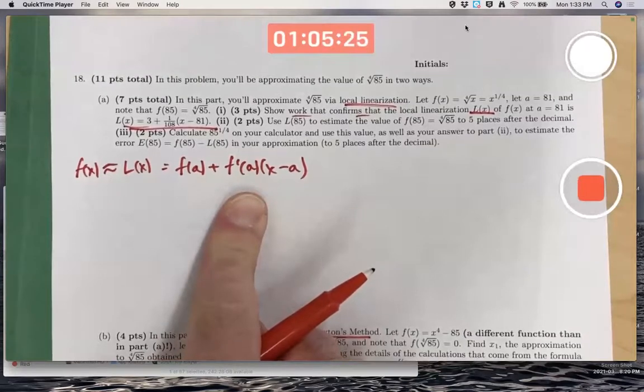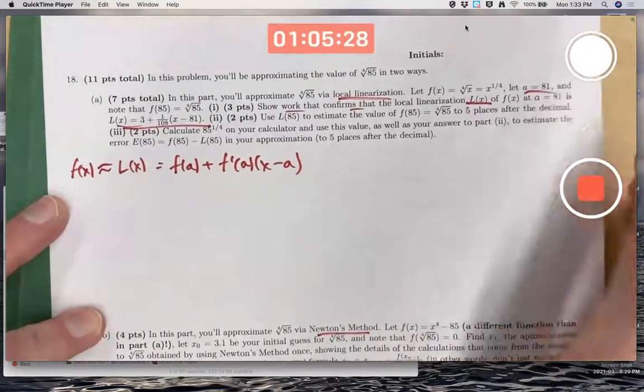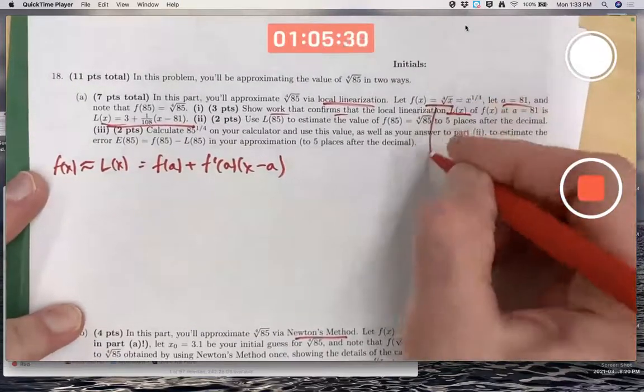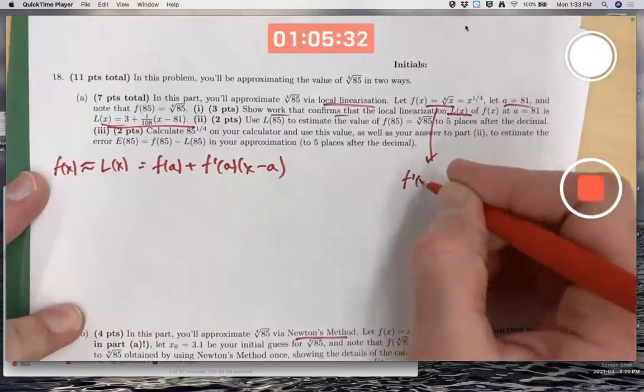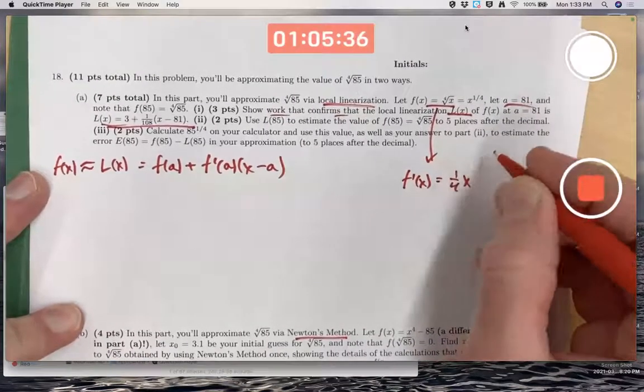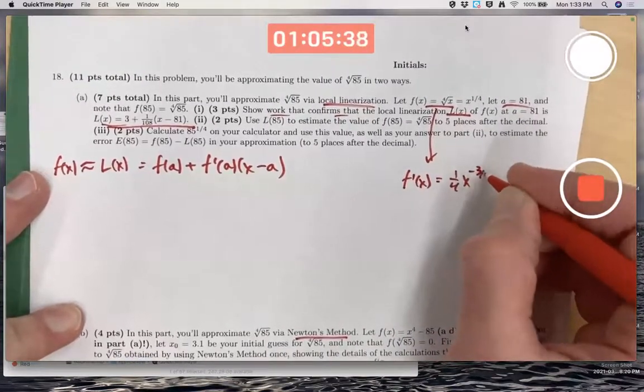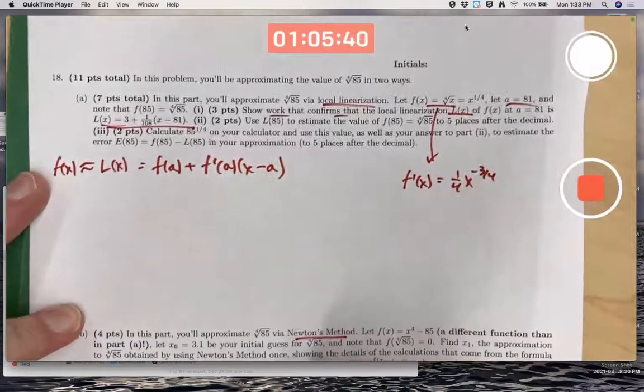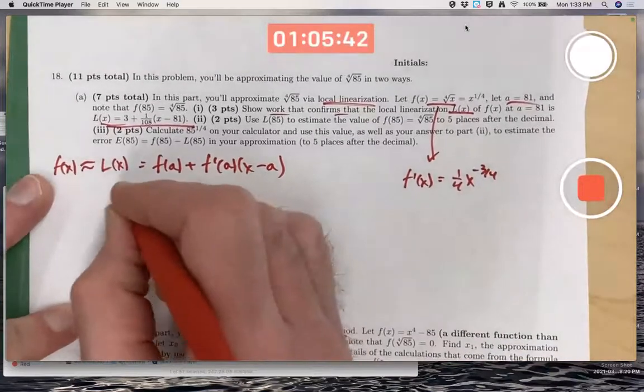You got to plug in the numbers. What is a? a is 81. We're going to have to find f prime. We can do that. f prime of x to the 1/4 power is 1/4 x to the 1/4 minus 1, which is negative 3/4. Plug in a. a is 81.